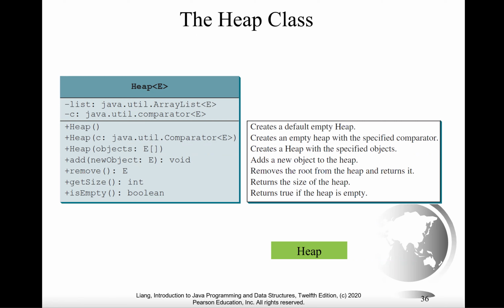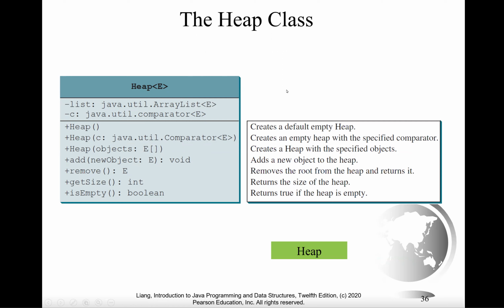We introduced how to store a heap using an array list, and how to find the parent and the left child or right child of an element from the array list using the index. We also introduced how to add an element into the heap and how to remove an element from the heap. Now we're ready to define the class for the heap objects.